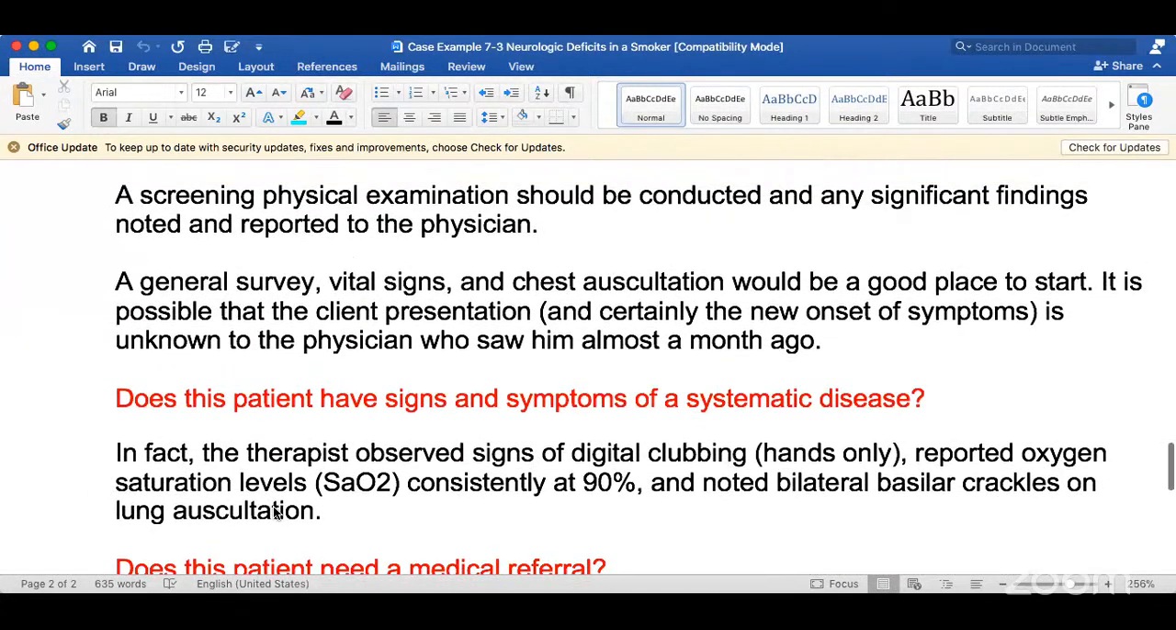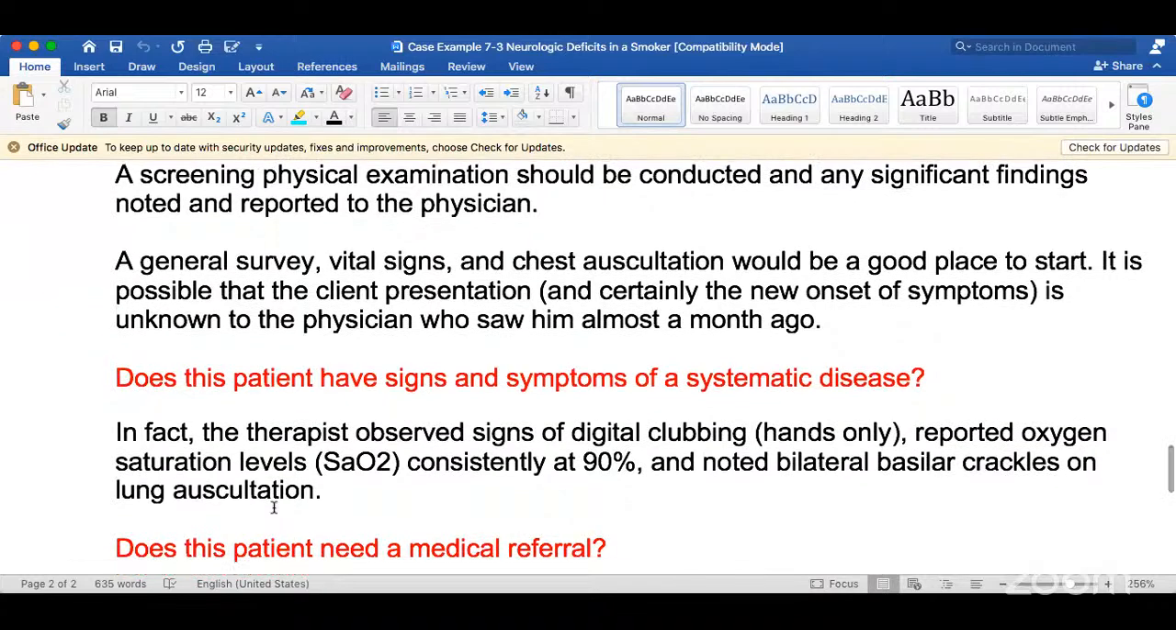So can someone help read the answer to this question? Does this patient have signs and symptoms of a systemic disease? In fact, the therapist observed signs of discharge clotting, hence only. Reported oxygen saturation levels sat consistently at 90%, and noted bilateral basilar crackles on the lung auscultation.